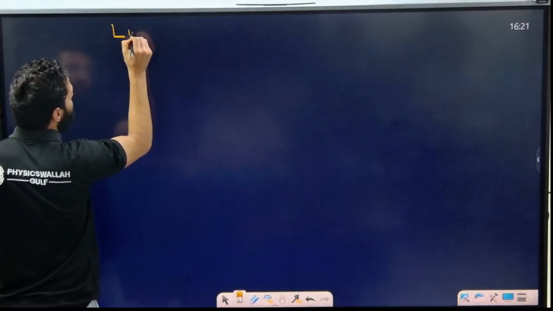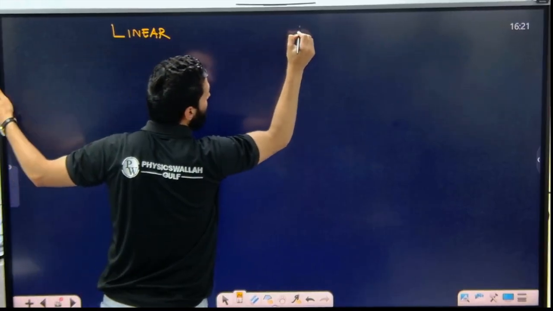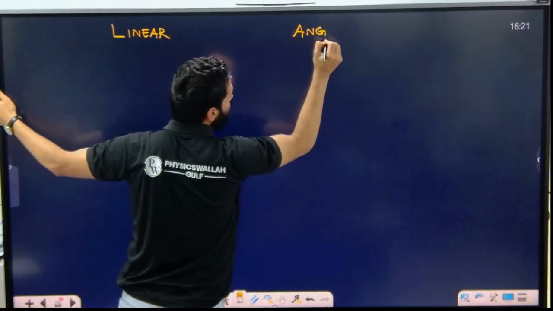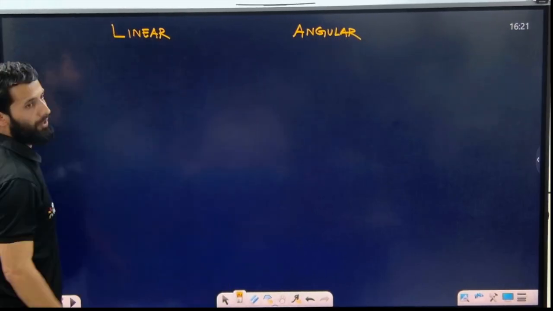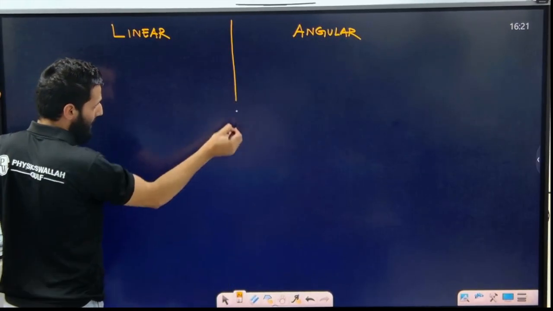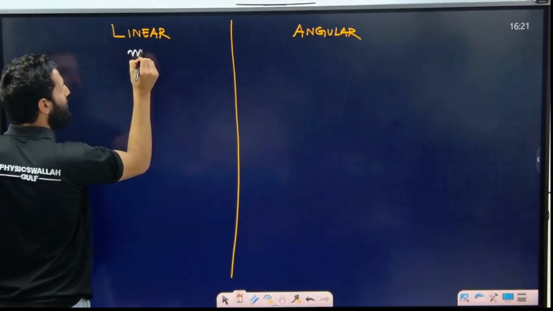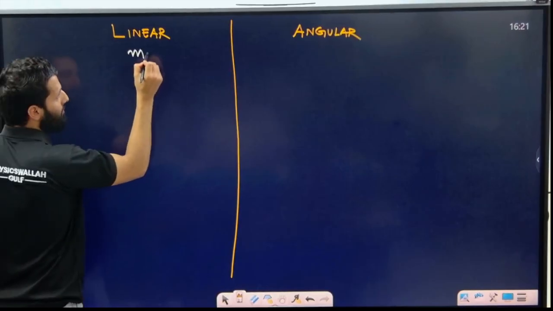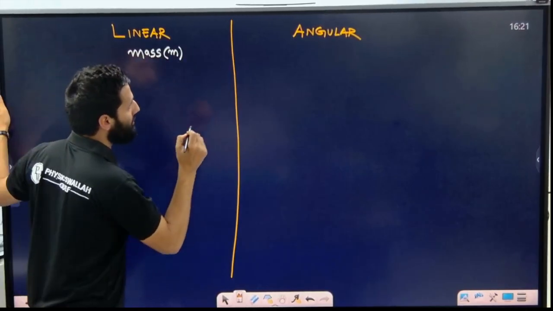This is my linear side, and this is my angular terms, when a body is rotating and when the body is linearly moving. In linear terms, if we have mass, that is my m. In angular terms, I will have moment of inertia.